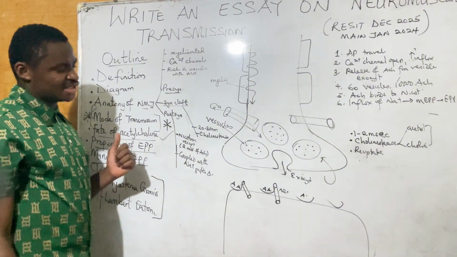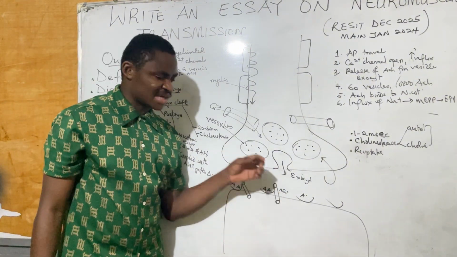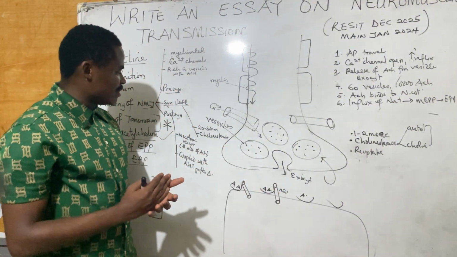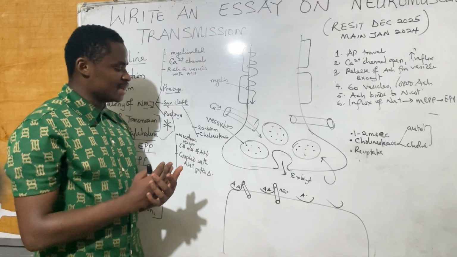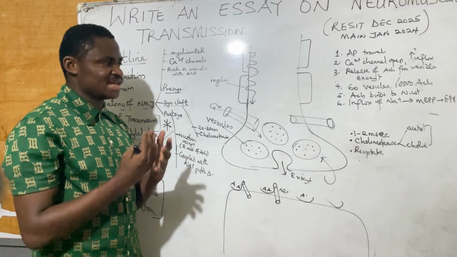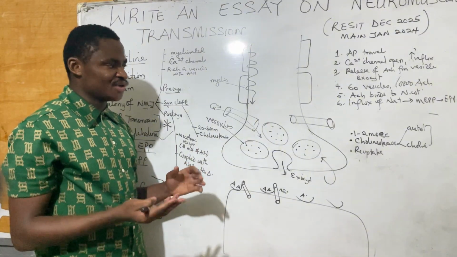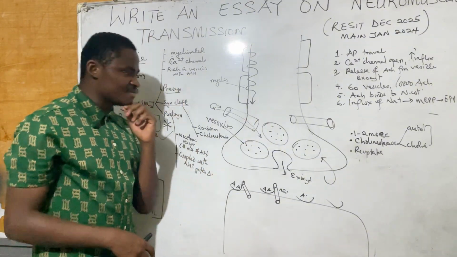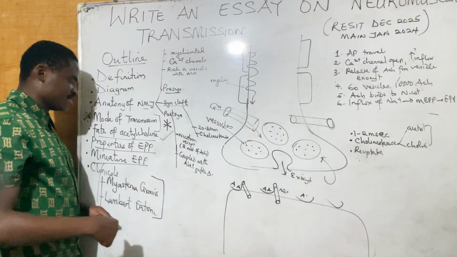So those are the three things you will talk about. Number one, acetylcholine only spends about 1 to 2 milliseconds here and must be broken down by the enzyme cholinesterase, and the resultant acetic acid or acetyl unit and choline is then reuptaken back into the presynaptic terminal.